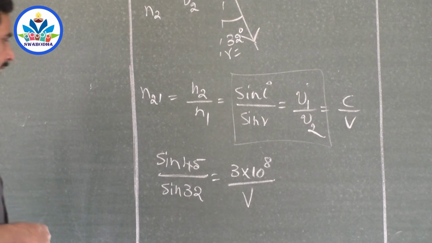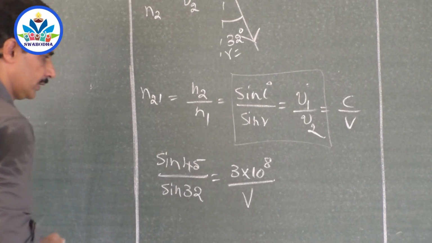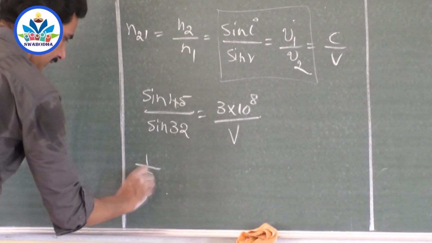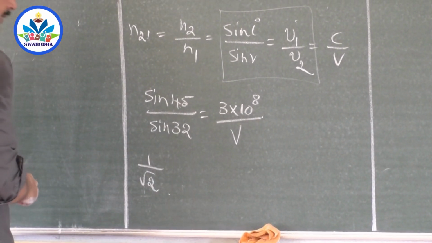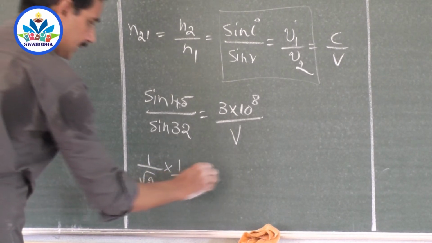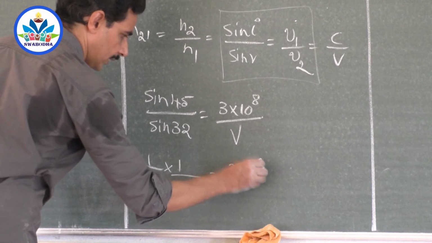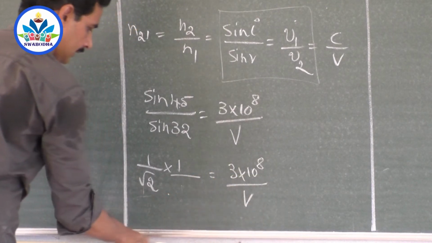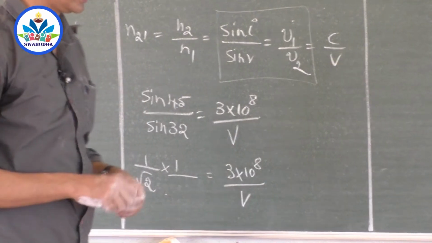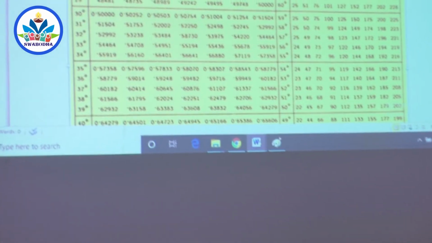You know what sin 45 is? Sin 45 is 1 by root 2, and sin 32 we will see, is equal to 3 into 10 to the power 8 by V, so we have to substitute this. Going to the sine table, sin 32 means you have to look at 32. So be ready with the log tables with you. Every time I can't show it to you.